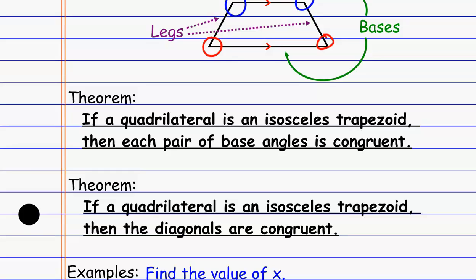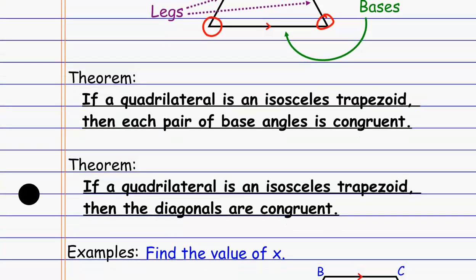The next one we have also deals with isosceles trapezoids. So again, these do not deal with all trapezoids, just isosceles trapezoids for these ones. If a quadrilateral is an isosceles trapezoid, then the diagonals are congruent. So when I draw those diagonals, those are congruent.